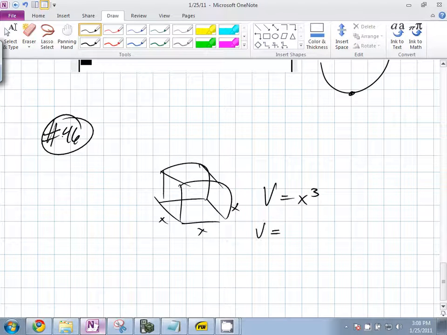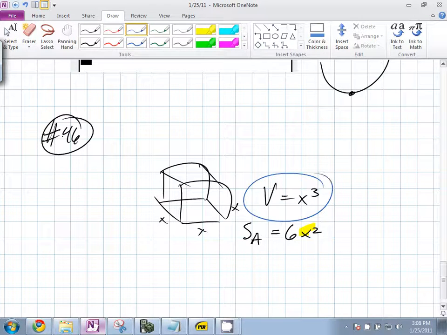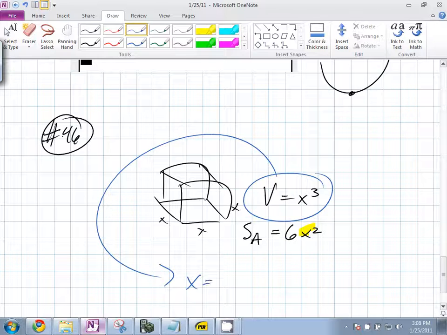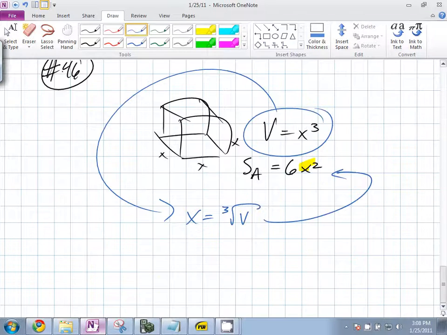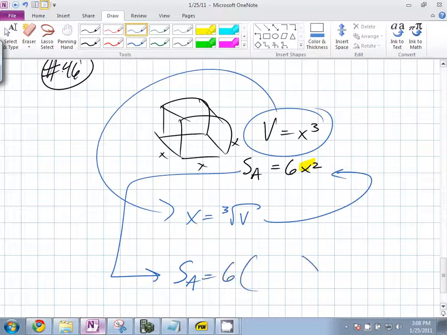But we want volume in terms of... Sorry, this is not volume. Surface area in terms of volume. We have x instead, so we want to replace x with something in terms of v, right? Well, we have a relationship here that tells us what x equals: the third root of v. You then plug it in right there, and what do you end up with? The surface area is equal to 6 times, not x squared, but instead what do you have? Cube root of v, squared.